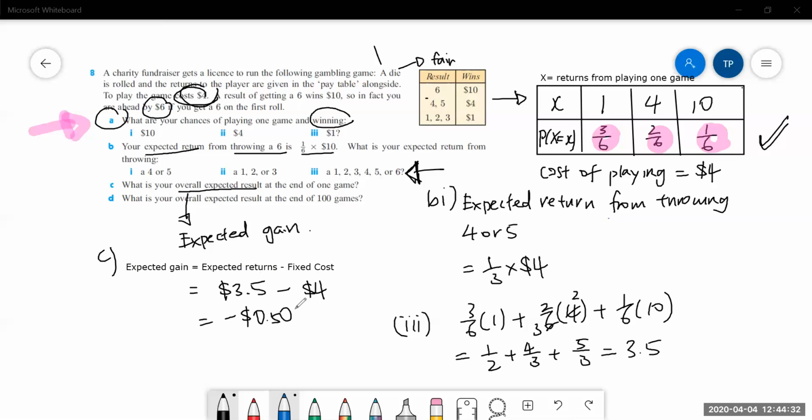So is it a good game to play? No. Why not? Because you get a loss of 50 cents in one game. You will keep losing 50 cents. So what do you think is the overall expected result after 100 games? Do you just times everything by 100? Yeah, so you will lose 50 cents 100 times. So just multiply by 100.